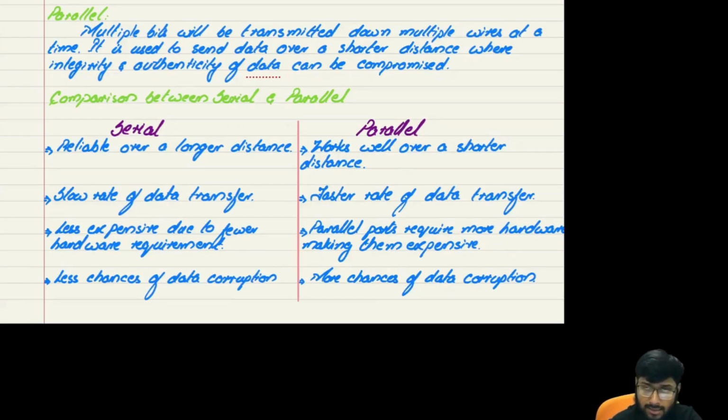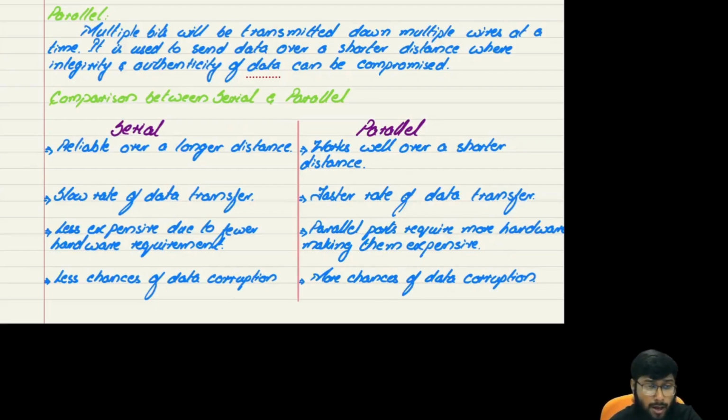So now, as the serial first point says, reliable over a longer distance, it's not parallel, it's not reliable over a longer distance. So you may say it works well for the shorter distance. As I told you, one bit at a time, so obviously it will be slower. Parallel will be faster at that time. Less expensive due to fewer hardware requirements.